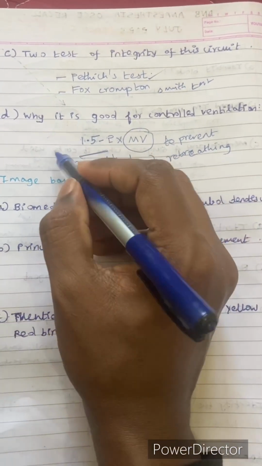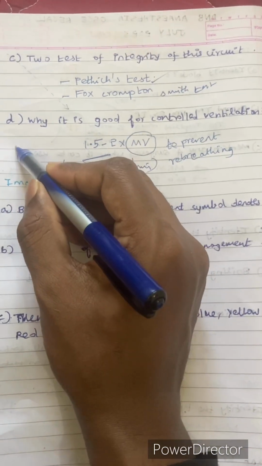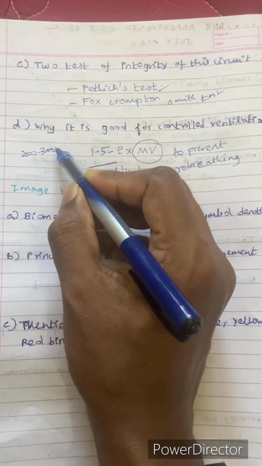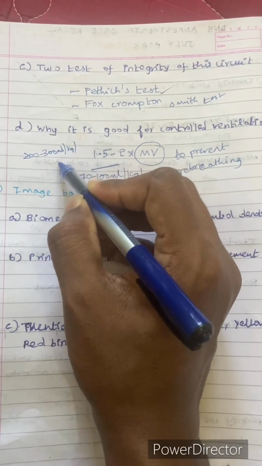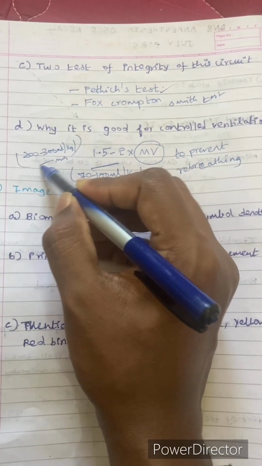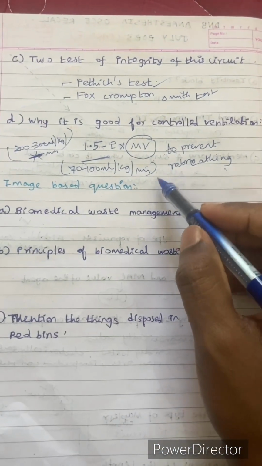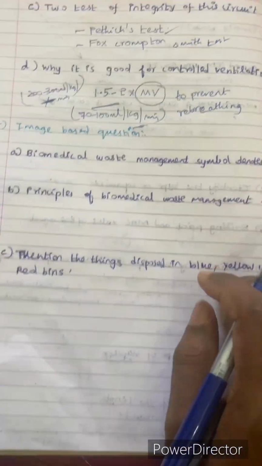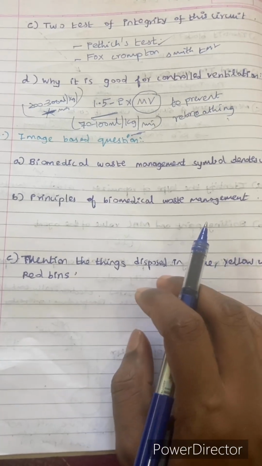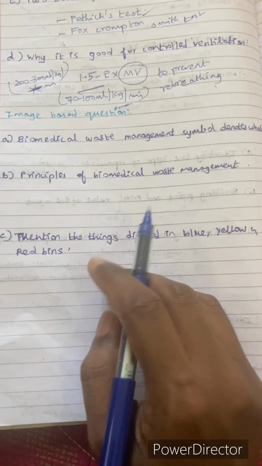Whereas it is not good for spontaneous ventilation, where it requires more fresh gas flow, which is about 200 to 300 ml per kg per minute. So to prevent rebreathing, we require low minute ventilation of 1.5 to 2 to achieve a good controlled ventilation. So that's why we are using less fresh gas flow. So we are using it better for controlled ventilation.